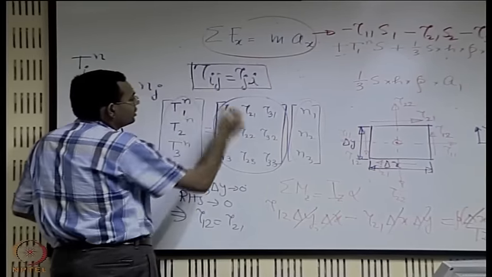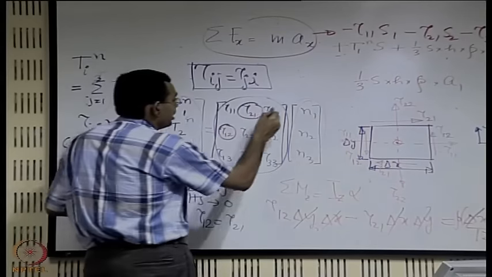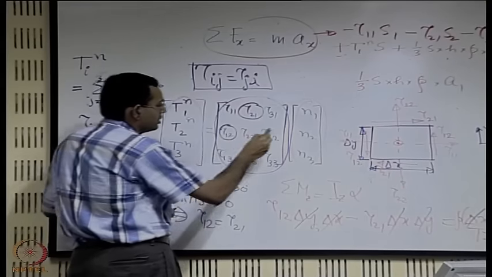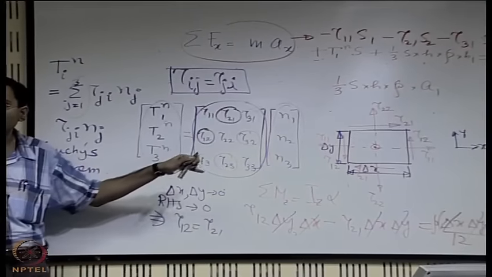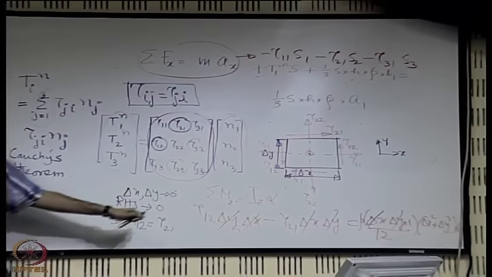That means tau 21 and tau 12 are the same, tau 31 and tau 13 are the same, and tau 32 and tau 23 are the same. So you are left with 6 independent components in this stress tensor, and you see that tau ij equals tau ji.